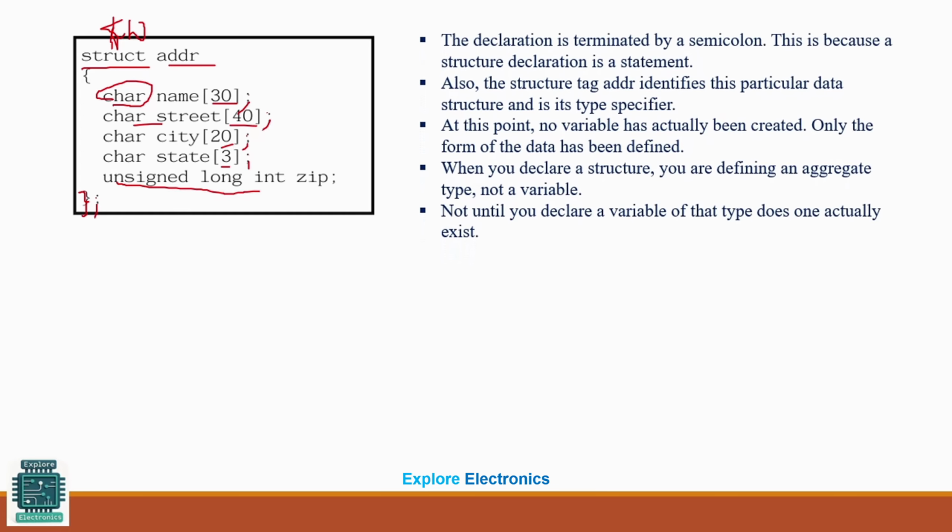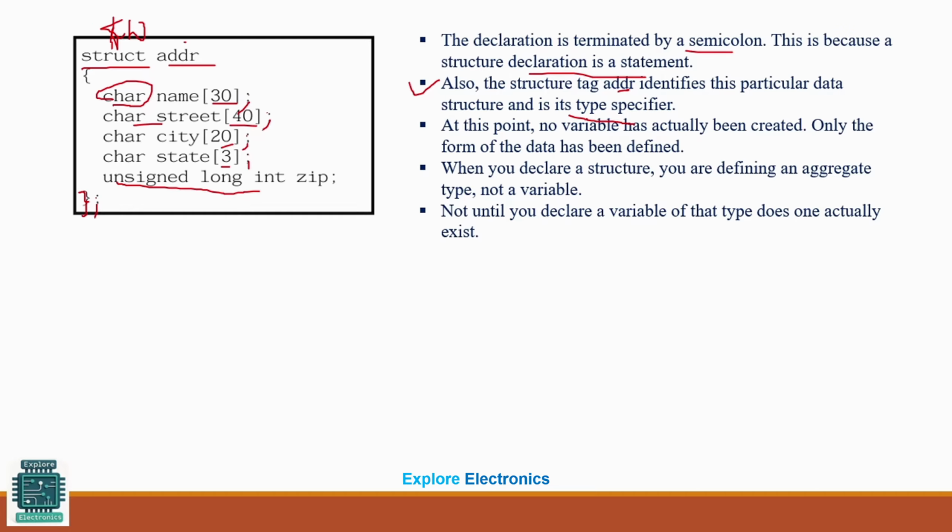Here, what I have explained, the same thing I have given as points over here. The declaration is terminated by a semicolon. This is because a structure declaration is a statement. And the second point is the structure tag, that is address. This one identifies this particular data structure and is its type specifier. Fine. Here, see the type specifier.